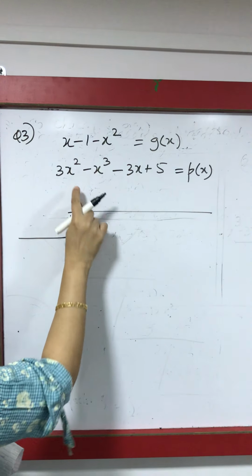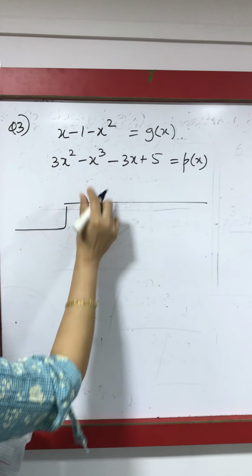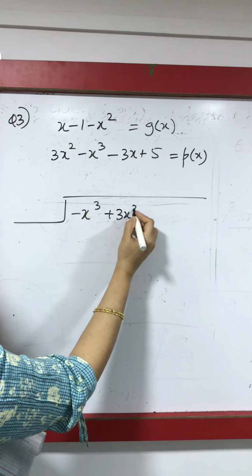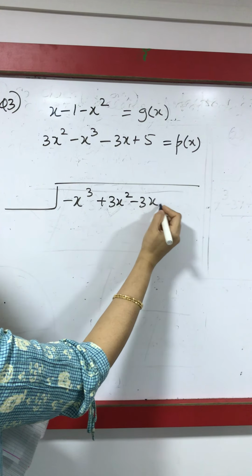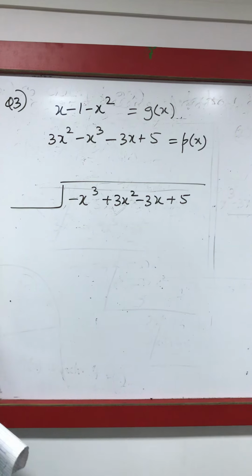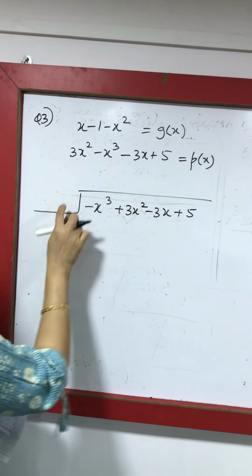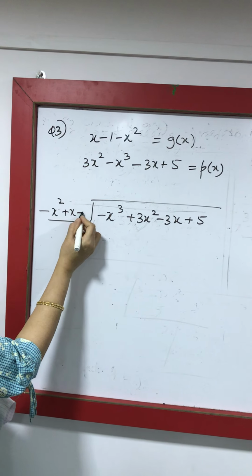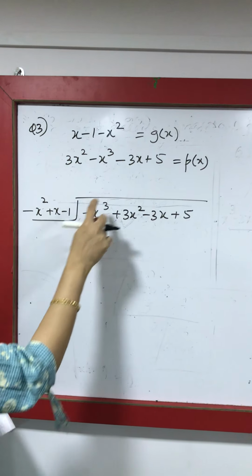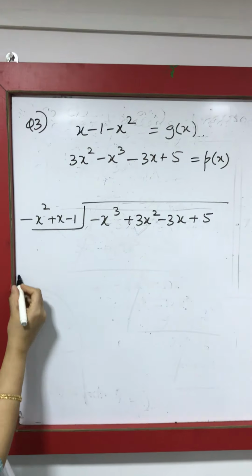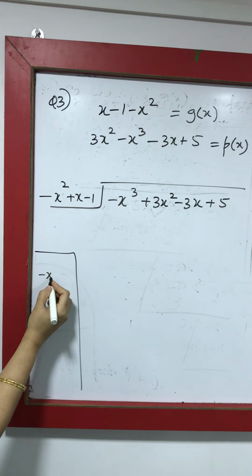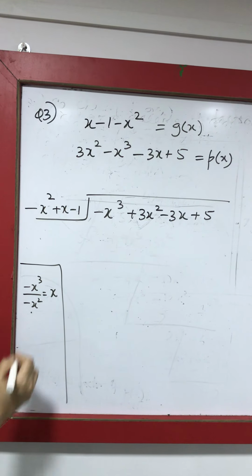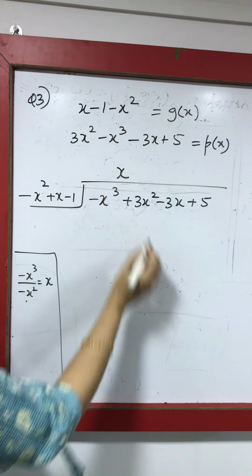So we write in descending order. First we will write x cube term, then x square term, then x term, and last is constant. We write gx also in standard form, that is minus x square plus x minus 1. To find the first term of the quotient, we will divide minus x cube with minus x square, and that is x. So first term of the quotient is x.